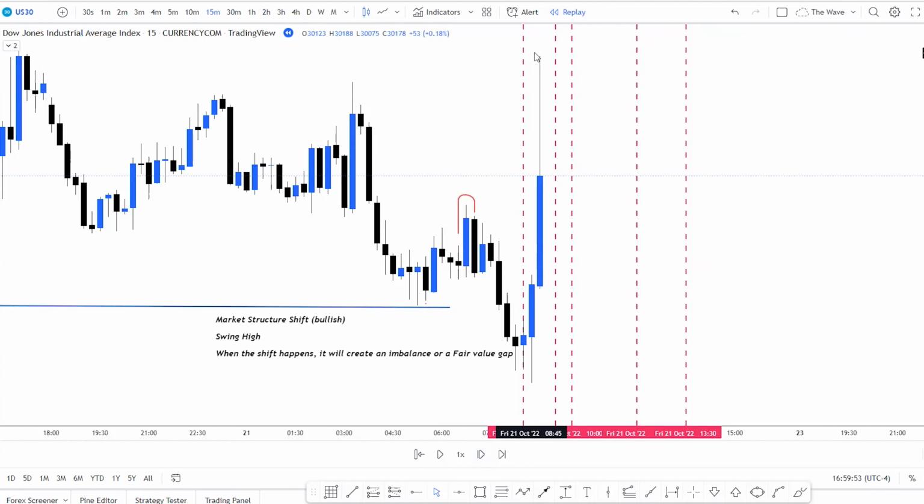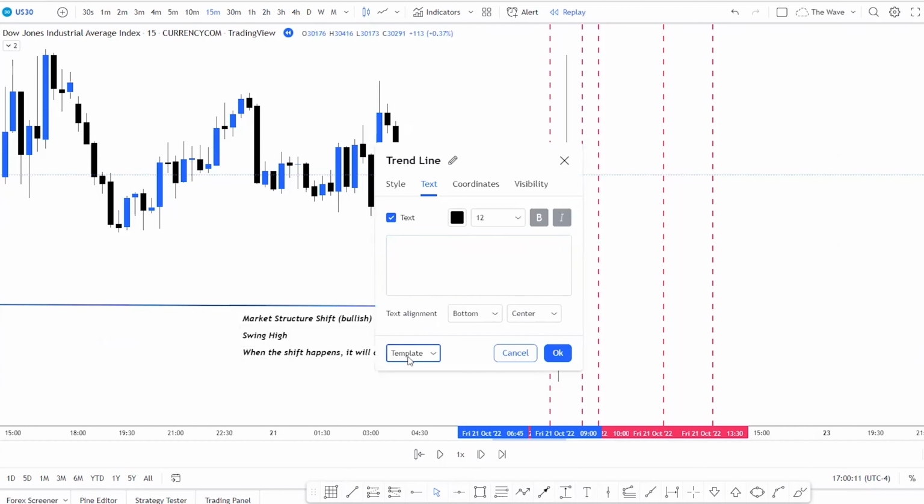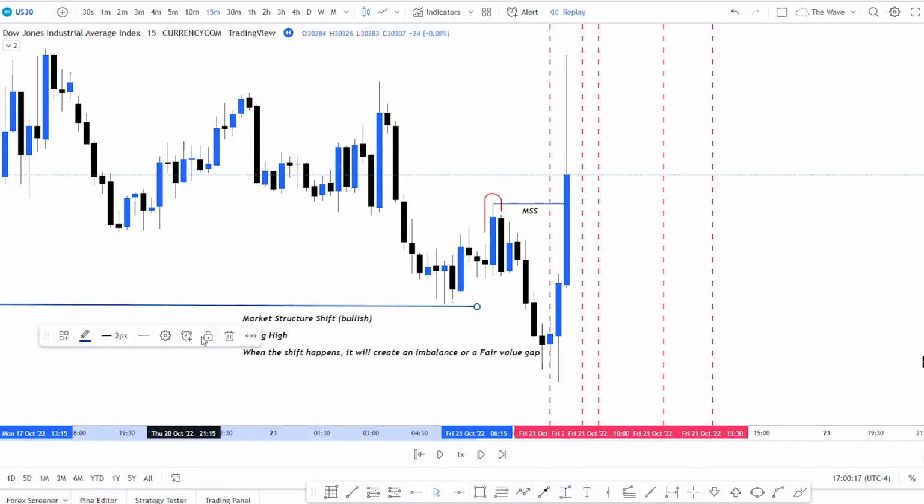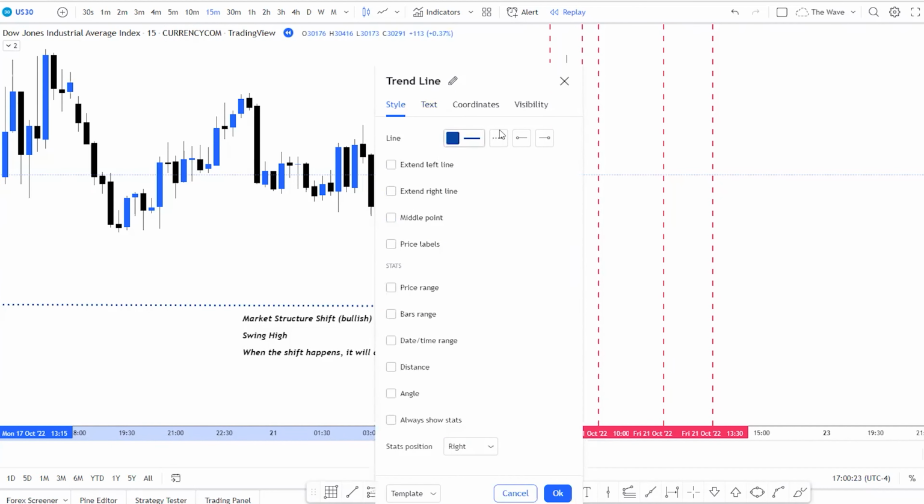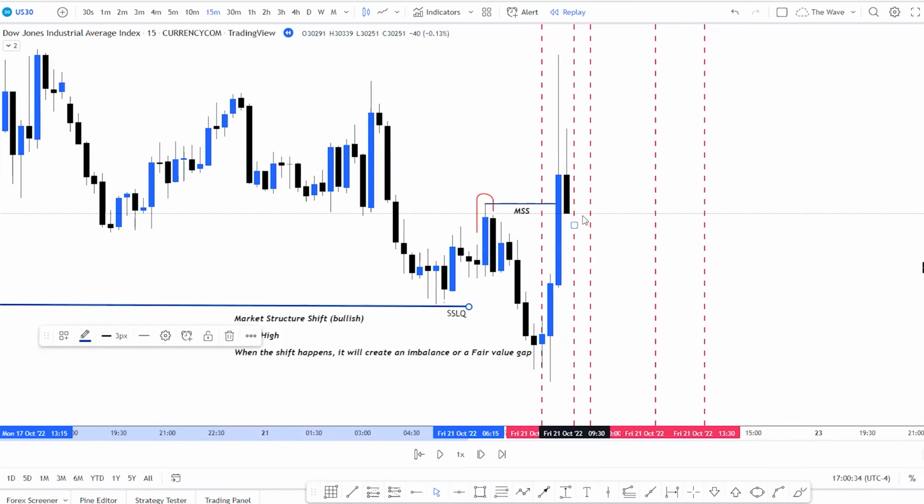You see, boom, look at that huge candle up, right? It breaks this high. Right there, it breaks the swing high. That is your market structure shift. Okay. Your market structure shift. This is your sell side liquidity being taken. Then you have your market structure shift. Boom. Right. We move price forward.